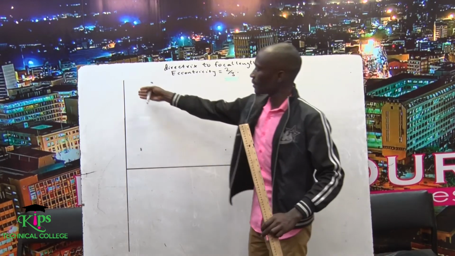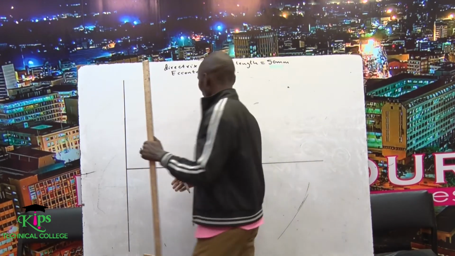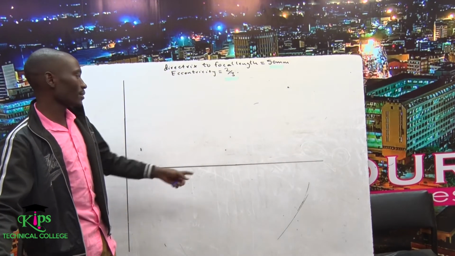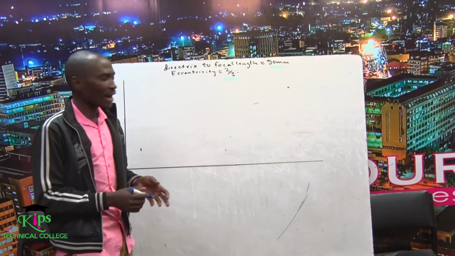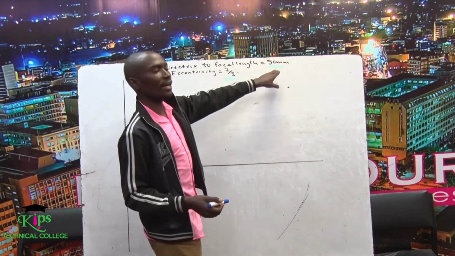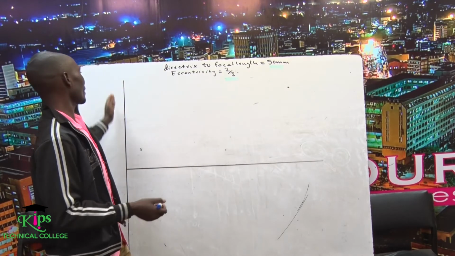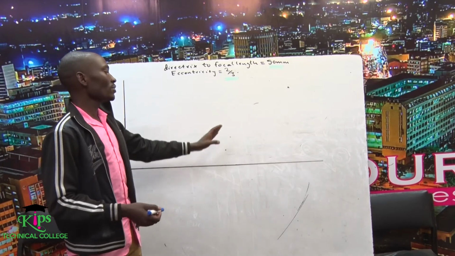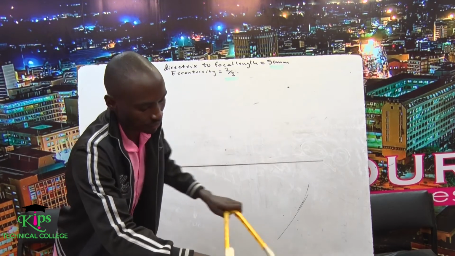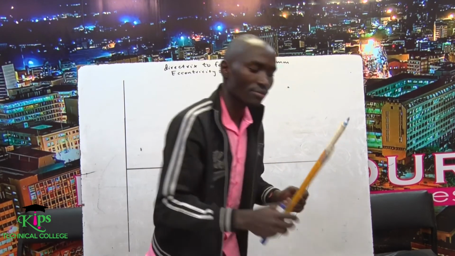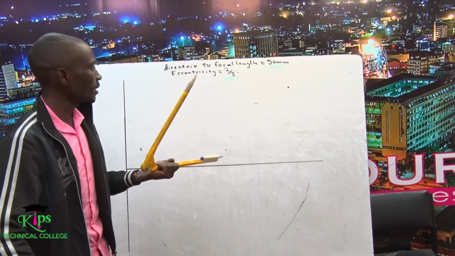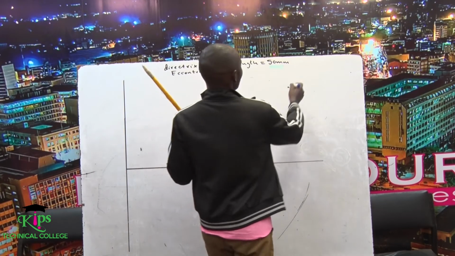So this is the directrix. Then this is your horizontal line, which is the x-axis. So now, whatever you need to do is first of all to locate the distance in between the directrix and the focal length. So we need to identify that distance. Then from there, with the end of your compass, you should measure 50 millimeters.